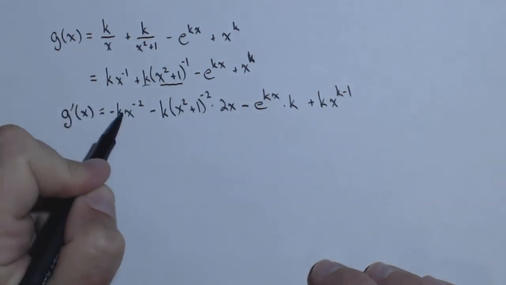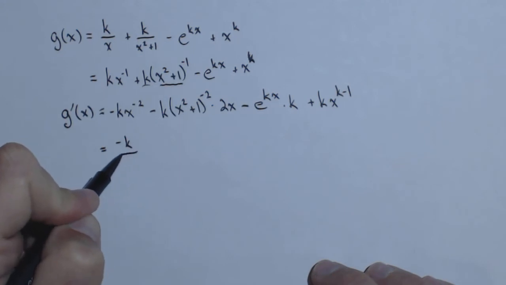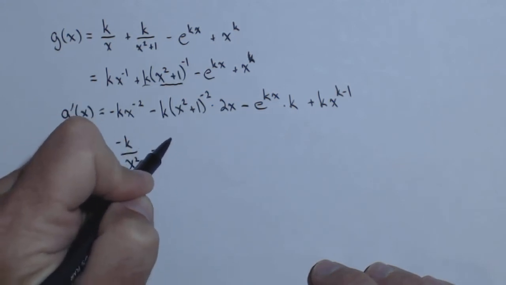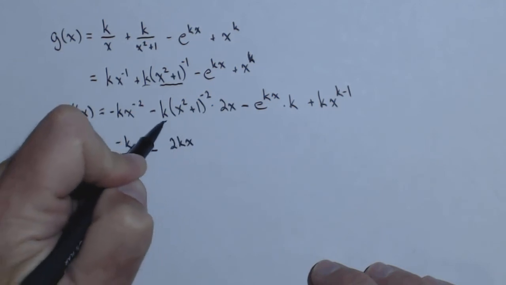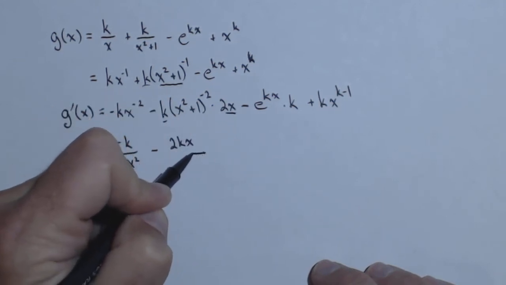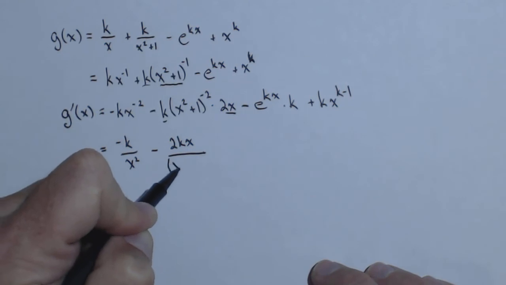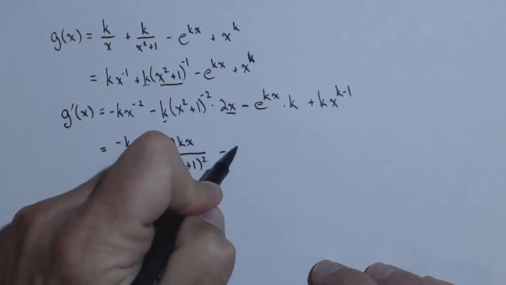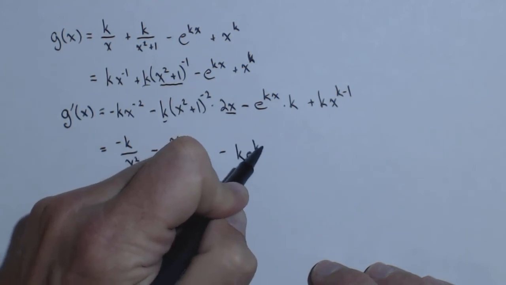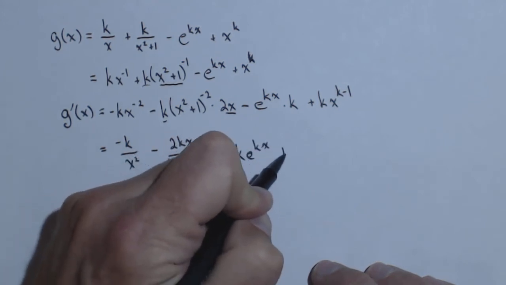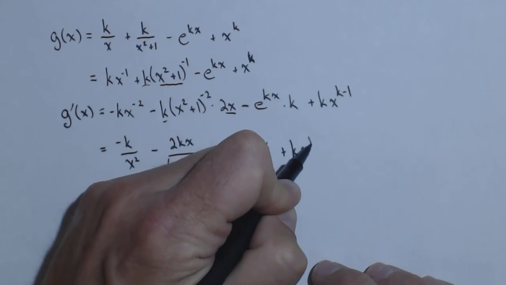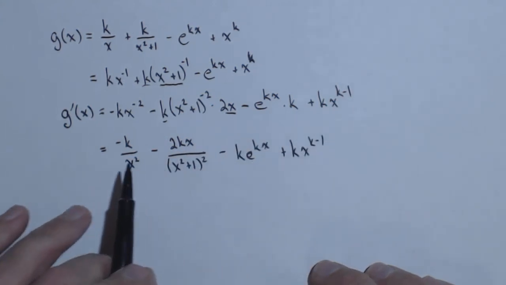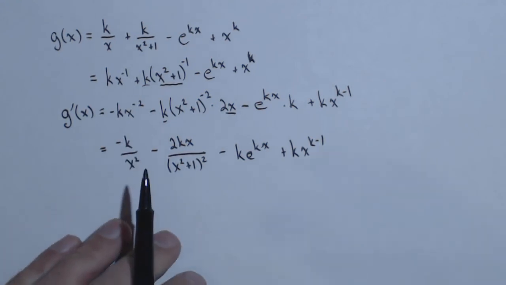If you wanted to, you could rewrite this with positive exponents, so negative k over x squared minus 2kx, we're putting the k and the 2x on top, over (x squared plus 1) squared minus k e to the kx plus kx to the k minus 1. That's not a necessary step for the gateway, but if you wanted to rewrite it with positive exponents, that's what we would do.